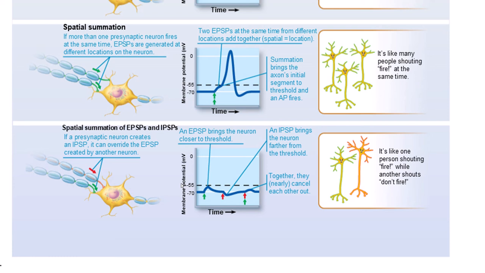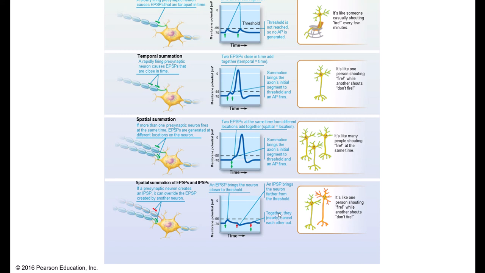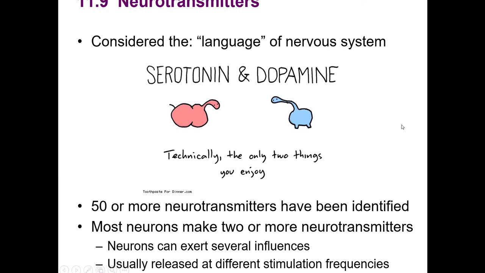In this instance here, we have spatial summation of an excitatory signal and an inhibitory synaptic potential. So the excitatory signal brings us closer to threshold, but then we have an inhibitory signal that gets us further away from threshold, and essentially they just cancel each other out, and nothing happens because we don't hit our threshold value. If we don't hit threshold, no action potential. So there are multiple ways that both excitatory signals and inhibitory signals can summate together.